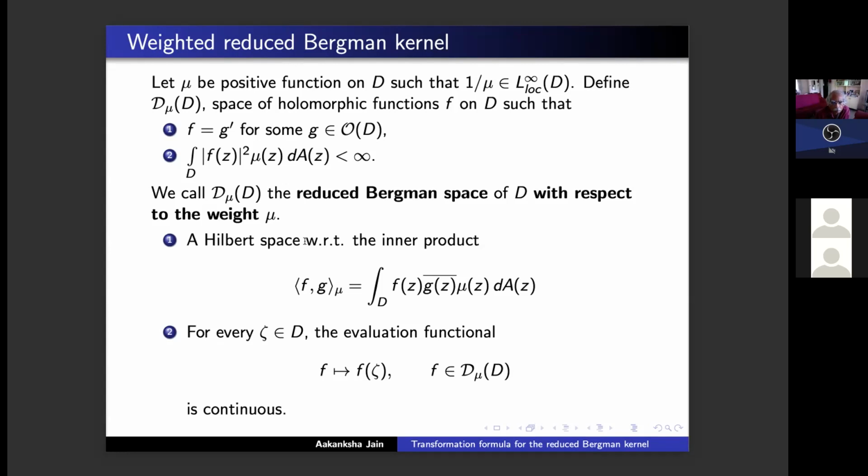So here, right? Okay. As you said, if we consider both F and G in the reduced Bergman space, so in the weighted reduced Bergman space, then maybe we can also talk about the evaluation functional F going to F prime of zeta. So yes, we don't know, we have to check it.